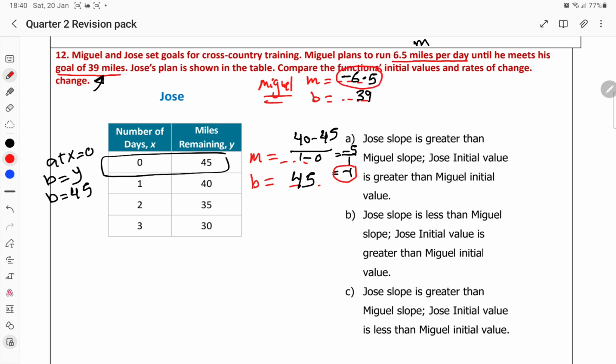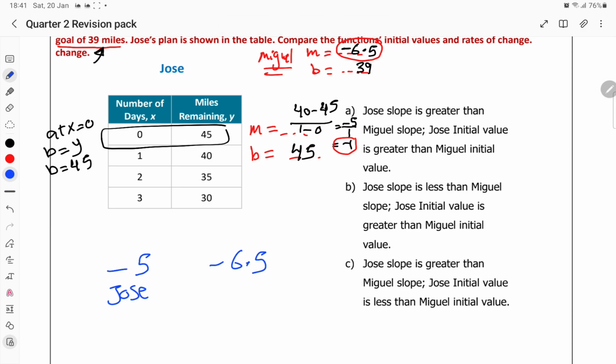Which option is correct? Let's see. Joss' slope is greater than Miguel's slope. Take care. Which is greater: negative 5 for Joss or negative 6.5 for Miguel? You might say that the 6.5 is greater, but take care, it is negative. So the negative 5 is greater than the negative 6.5. So Joss' slope is higher. The m is the slope. So Joss' slope is greater. So either A or C. This one says Joss' slope is less, so this one is not correct.